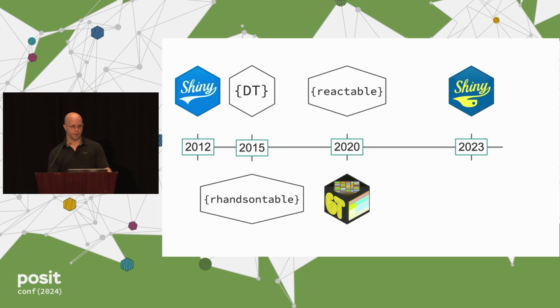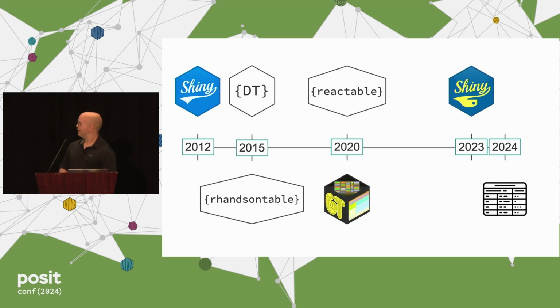In 2023, Shiny for Python was released, and about 6 months later, we added our rendered data frame support. And if we look at this timeline, it's a little spooky because there's 10 years of experience that Shiny for Python is now having to live up to.